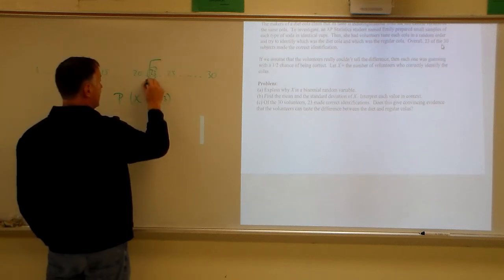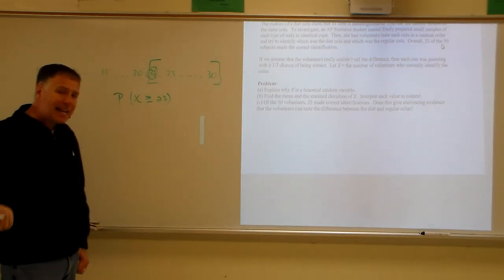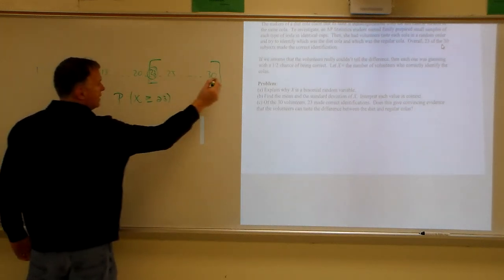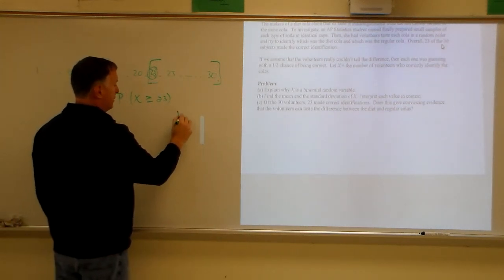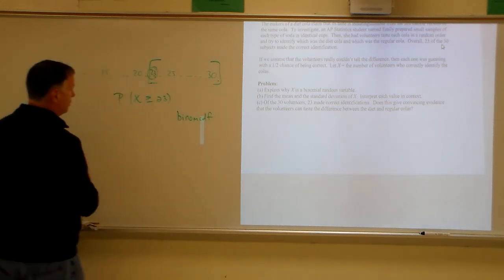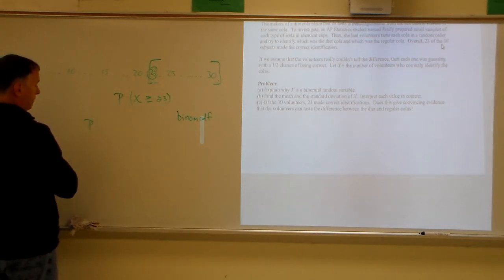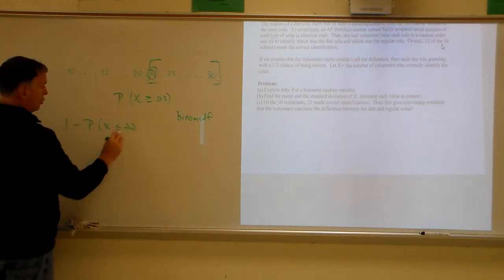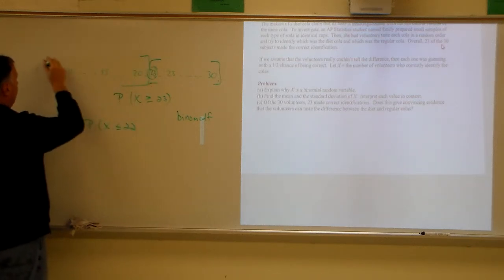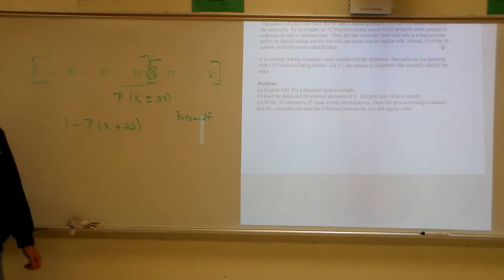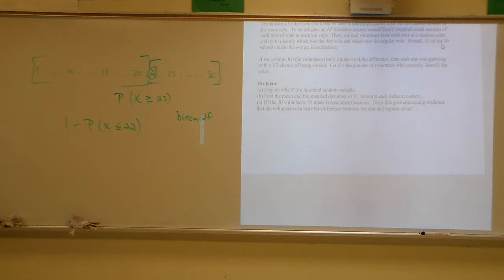So how do I find that? Remember how we did that? We can't find greater than or equal to using binomcdf. We have to use less than or equal to. So we're going to find 1 minus the probability that X is less than or equal to 22. We're going to go right before that. We find this probability and subtract from 1. So you go to your calculator and you do the binomcdf.